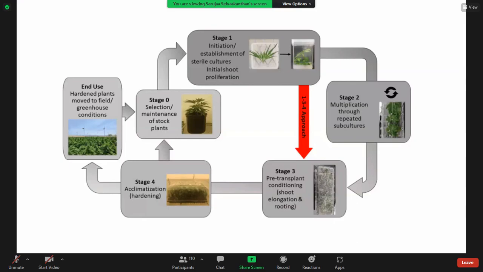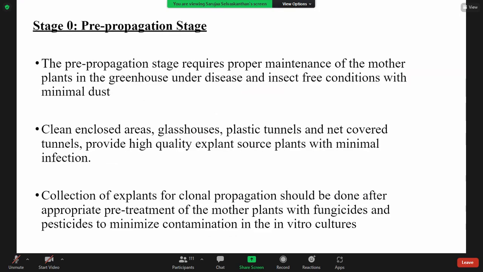And the fourth step is acclimatization. These are in vitro rooted shoots, which cannot be directly transferred to the outer environment. So partial exposure to the outer environment should be done. That is acclimatization. We are hardening the in vitro shoots, which we call plantlets. Then we can transfer them to the greenhouse or open field conditions. These are the stages of micropropagation.